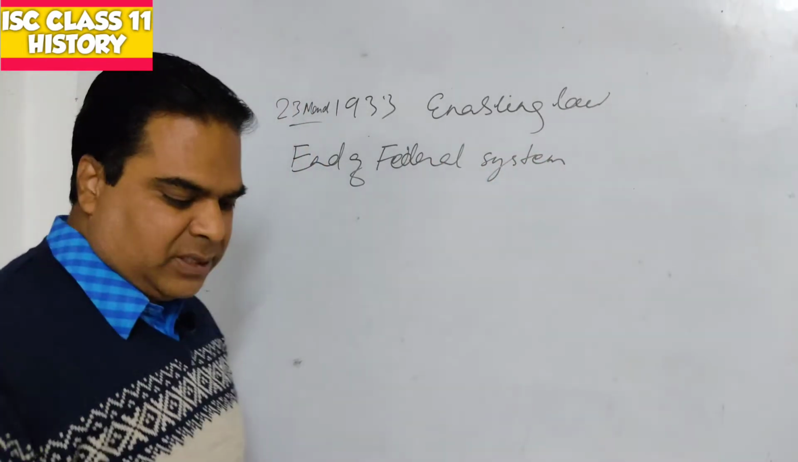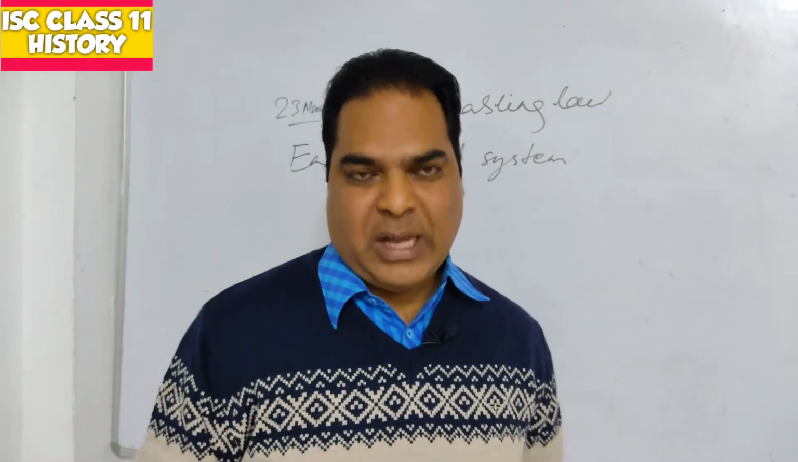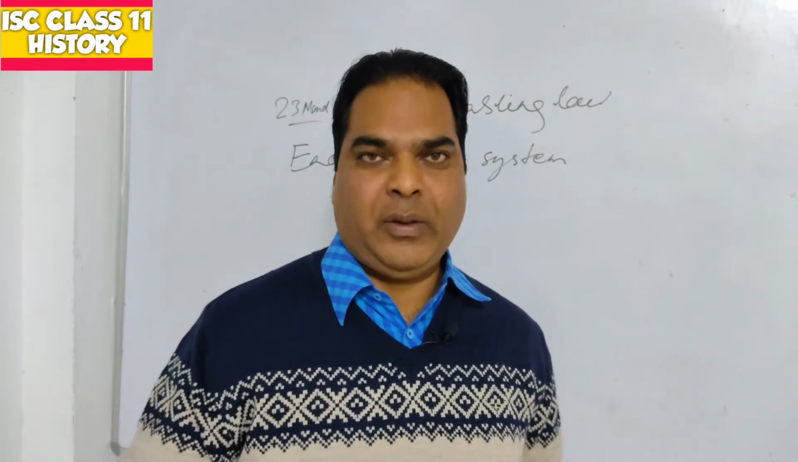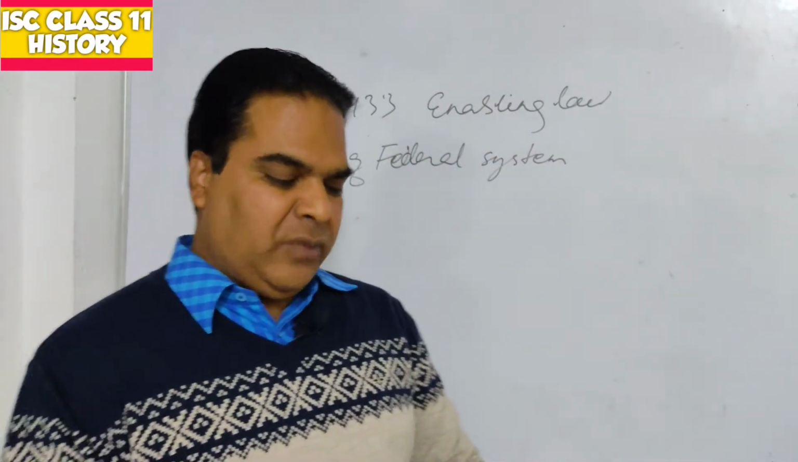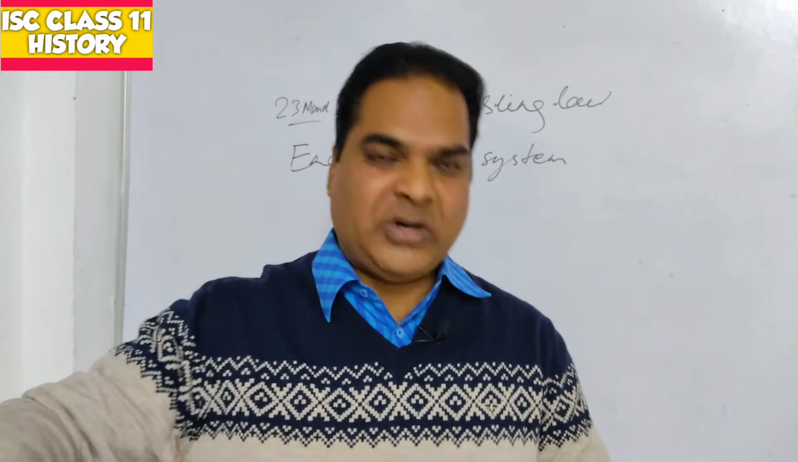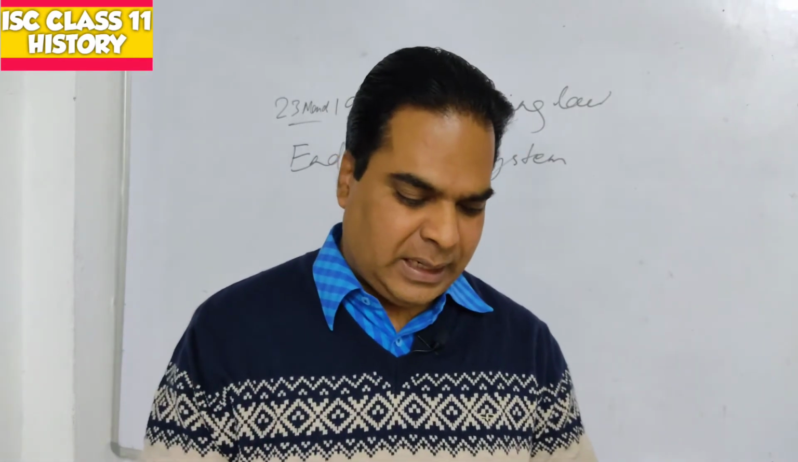So, end of the federal system. As you know, the Weimar Republic was set up, the Weimar government was there. Now he is trying to end everything which was set up after the First World War, okay. So he unified Germany under one centralized system, a centralized government. That means a totalitarian form of government was set up by Hitler, okay.